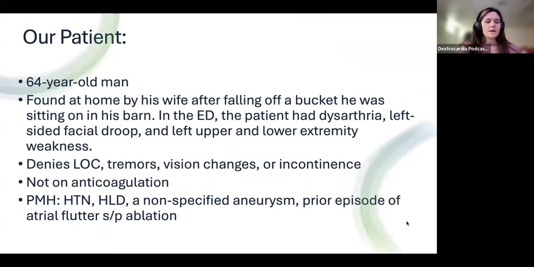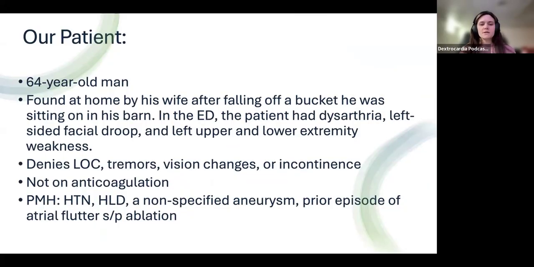So we have our patient. He was a 64-year-old male. He came into the hospital. He was found at home by his wife. Him and his wife were out in the barn doing some chores and whatnot, and she left him for 5 minutes. He sat on a bucket and then he fell over.